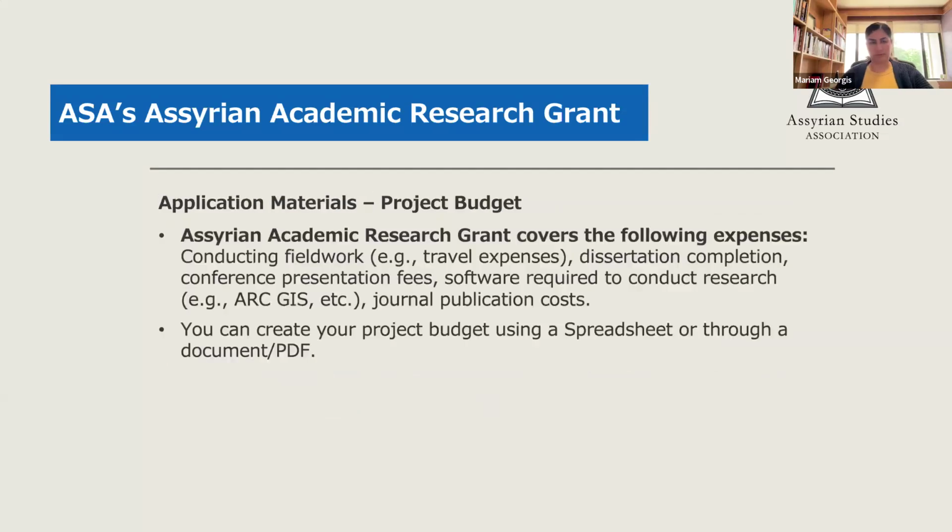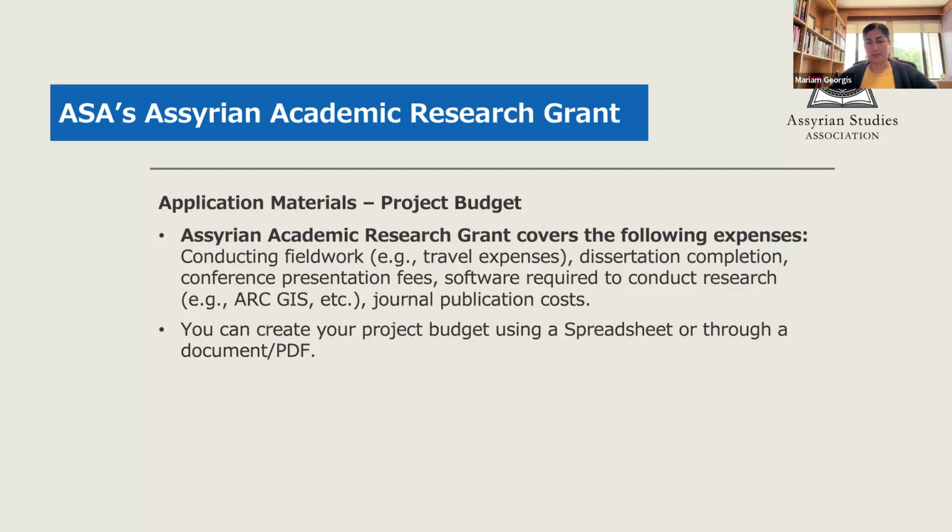So let's go over your application materials. The next one is the project budget. The Assyrian Academic Research Grant covers these expenses. One is conducting fieldwork, for example travel expenses, dissertation completion, and conference presentation fees. Usually at conferences you have to pay for registration or membership to the association to present, things like that. Also software required to conduct the research, and journal publication costs.